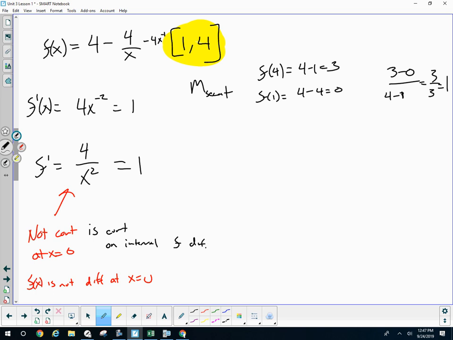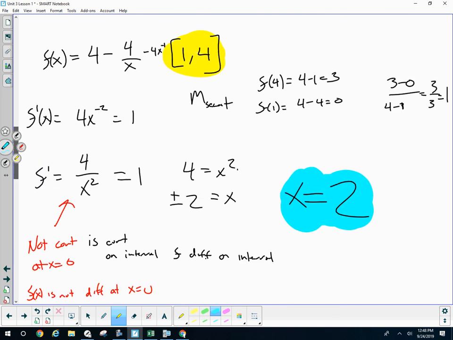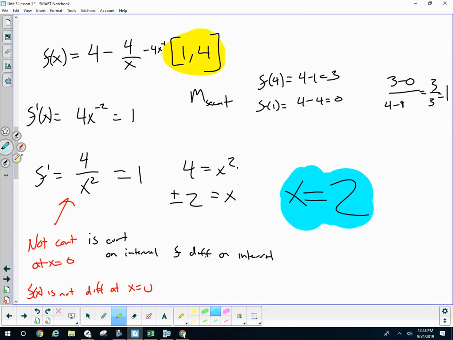So f is differentiable on the interval. We can use the mean value theorem. Let's do it. I get 4 is equal to x squared. X equals plus or minus 2. However, the mean value theorem only guarantees that this 2 exists. So there you go. We know it must exist. We found the location. And that 2, not the negative 2, because it's in my interval.